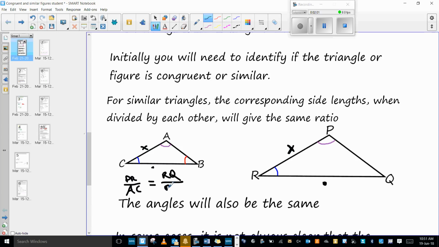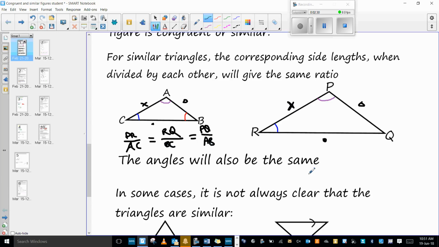And that would also be the same as if I had done this length. So what would this length here be? PQ. And AB. Would it be PQ over AB? All happy with that? So what this length divided by this length would be the same value as this length divided by this length if they're similar shapes. As I said, the angles will also be the same. In some cases, it's not always clear that they are similar.